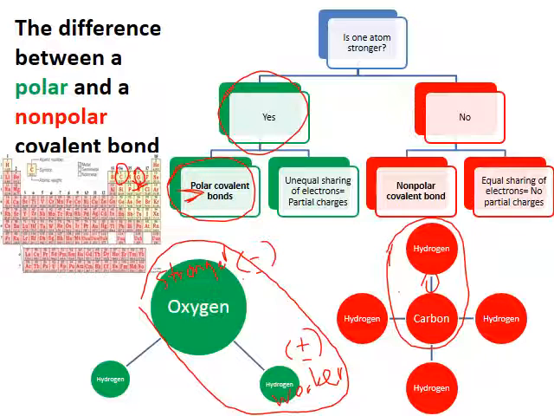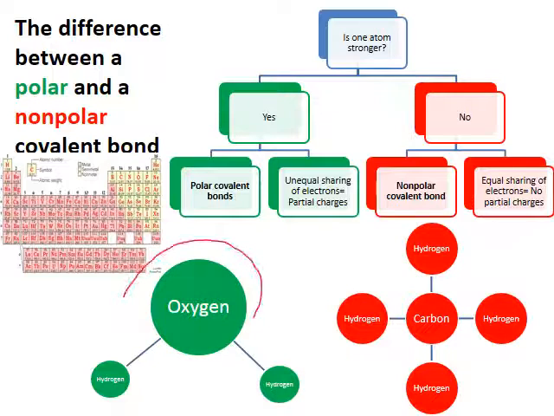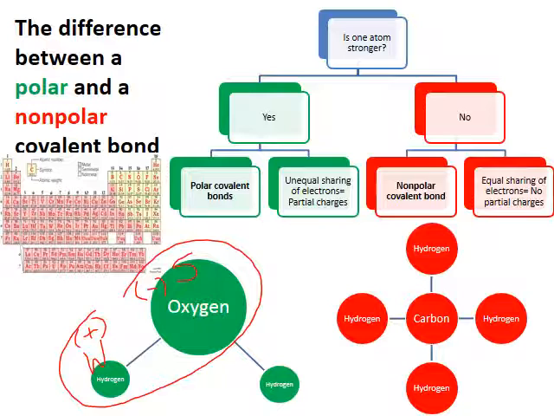The same thing can be said about the other side here. Oxygen is stronger, hydrogen is weaker. The stronger is going to keep the electrons more, so it has a partial negative charge. We indicate partial charges with those parentheses. The hydrogen is not going to have the electrons so much, so it's going to have a partial positive charge. This is a polar covalent bond as well because of the unequal sharing of those electrons.